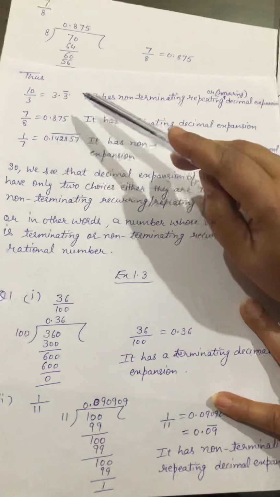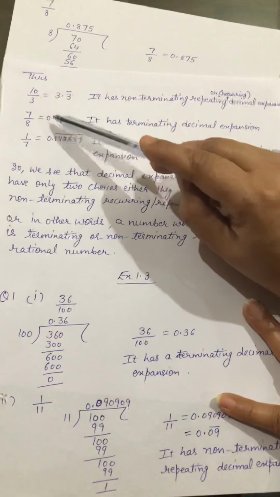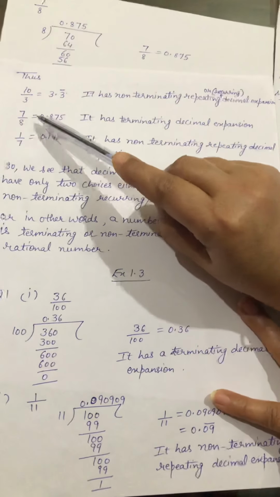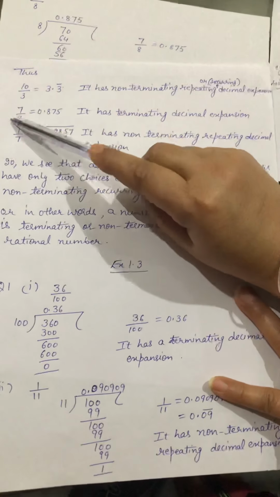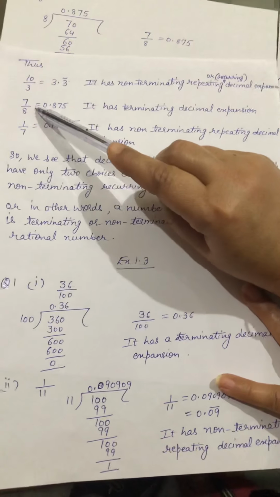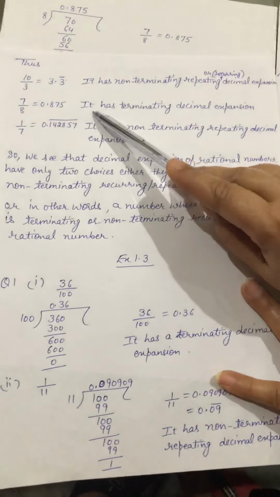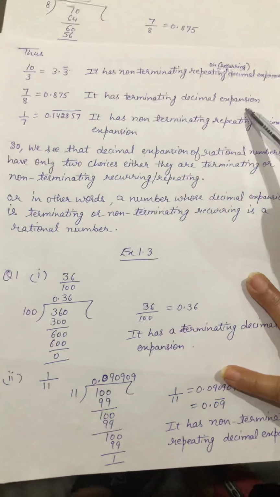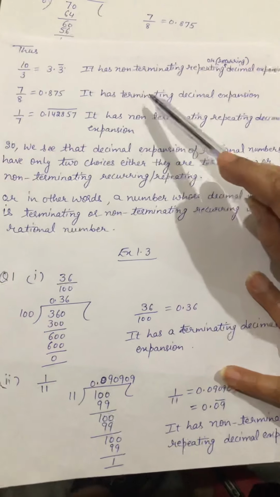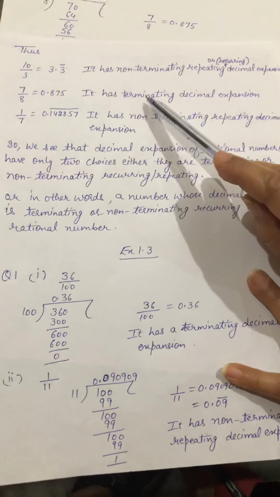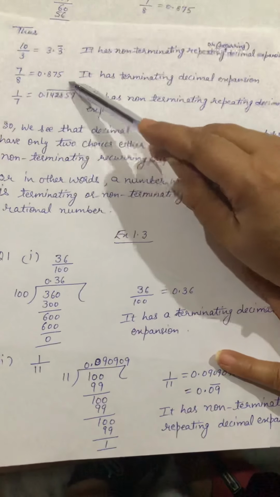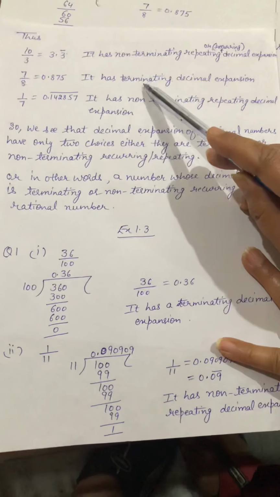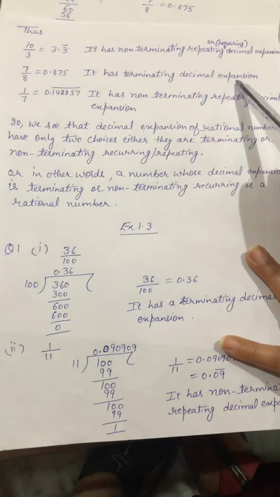So from here we observe that when we divide a rational number, if the remainder is 0, then it has a terminating decimal expansion. Terminating means when the remainder comes to 0, it becomes a terminating decimal expansion. Whatever decimal expansion comes, that comes under terminating decimal expansion.